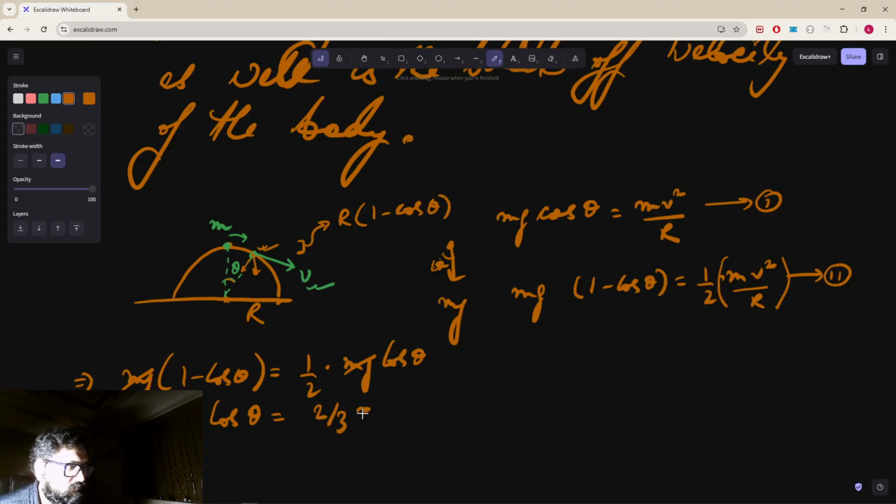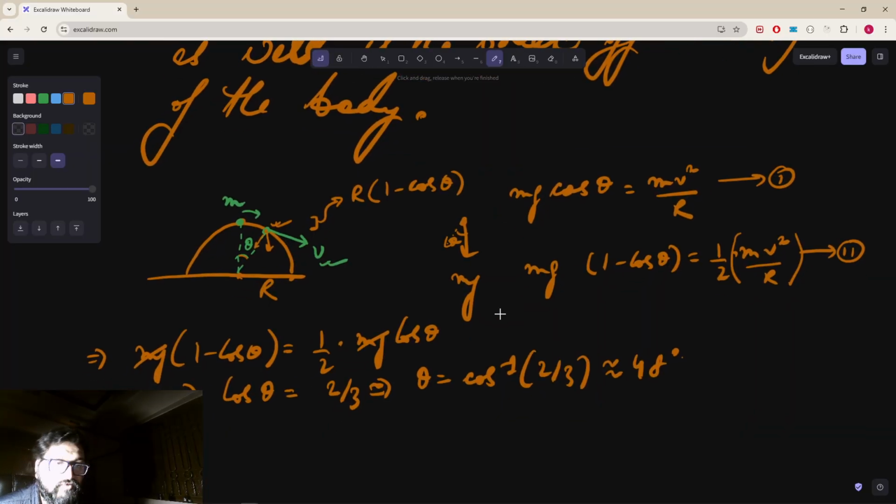Okay, which means theta is equal to cos inverse 2 by 3, which is nearly equal to 48 degrees. Okay, so this was the first part of the question wherein I had to find out the angle with the vertical that this body makes while it leaves the sphere.